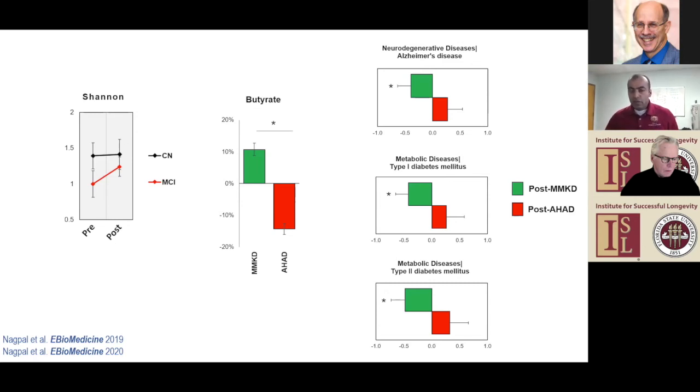In addition, we found that all the bacterial sequences of bacterial communities associated directly with Alzheimer's disease were reduced following this dietary intervention with Mediterranean ketogenic diet. And not only with the Alzheimer's disease, but all the bacterial communities associated with type 1 and type 2 diabetes, those are also significantly reduced following the Mediterranean ketogenic diet, but not with the American Heart Association diet.